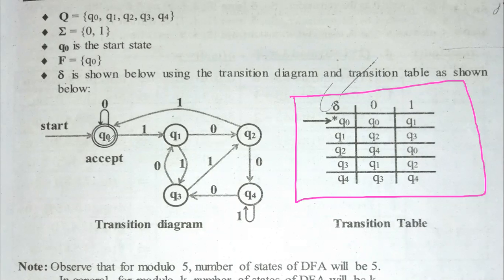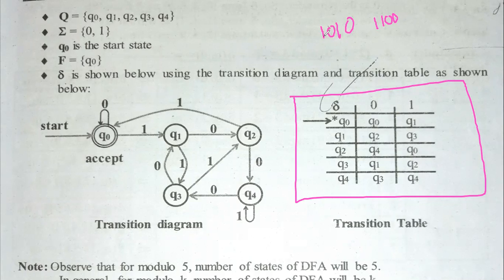See here, Q0 on receiving 0 has a self loop. Q0 on receiving 1 goes to Q1. Then Q1 on receiving 0 goes to Q2, and on receiving 1 it goes to Q3. Now we'll consider one example: if you receive the value 10, whether this DFA is able to accept or not. Later we will discuss one more example, 1100, and whether it is accepted or rejected.